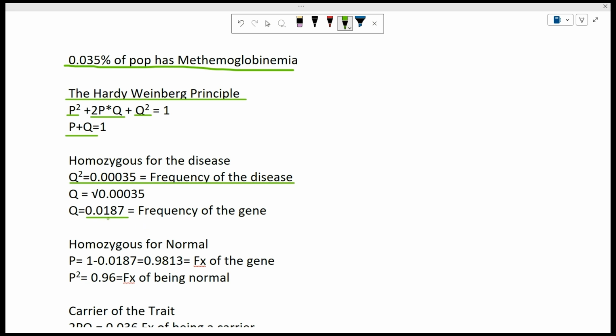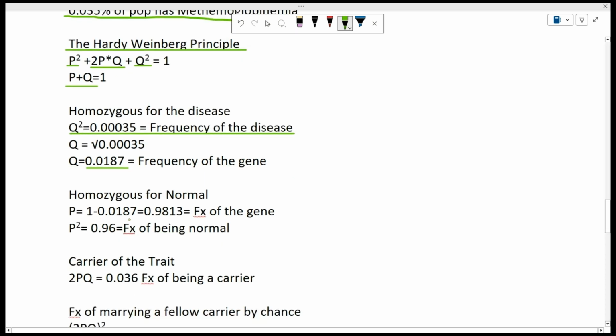Anyways, what's going to be the frequency of the normal gene? Well, you just take 1 and subtract this 0.0187 from that, and you get 0.9813. Put it another way, you have a 98.13% chance of having at least one normal gene, right? That's the frequency of that normal gene in the population.